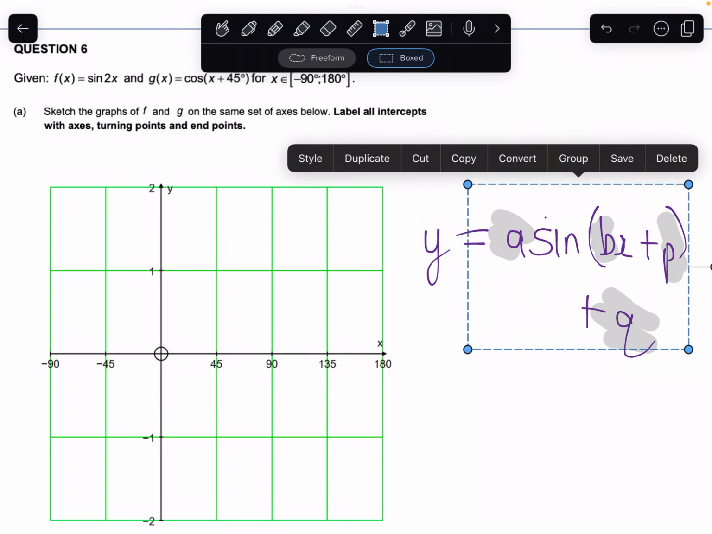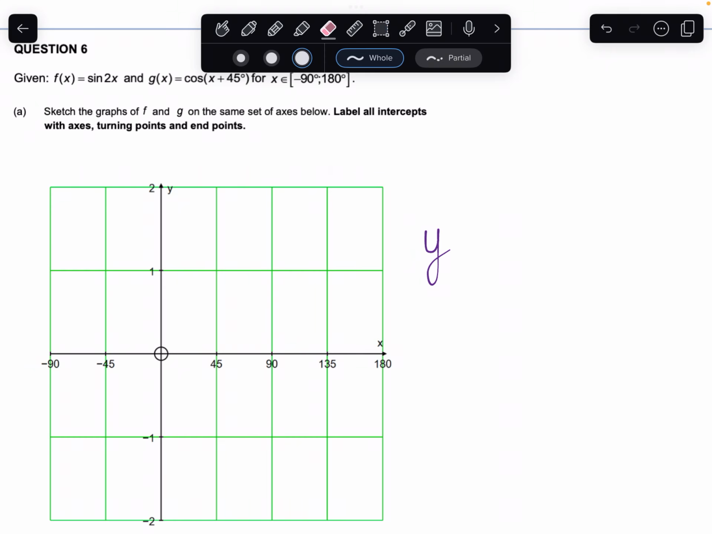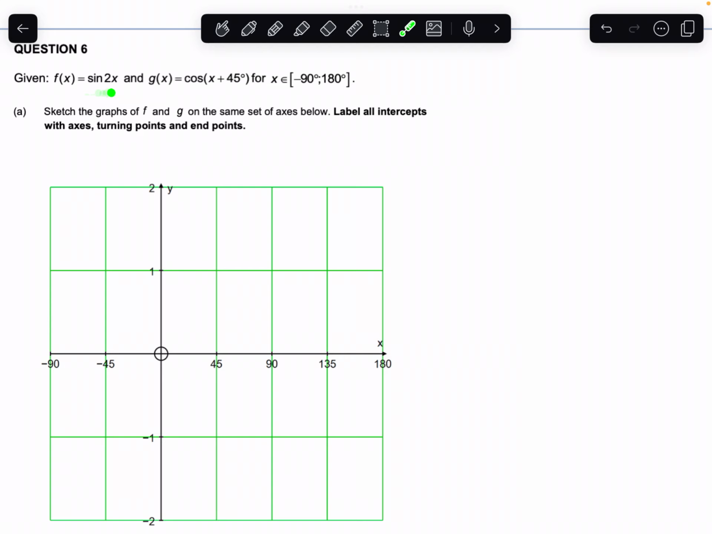And so if we look at the two functions that we've been given, the first one, sine 2x, is a sine graph that has been squished horizontally, right? So that's one that's going to be a quick squiggle, and it's a quick squiggle because of the 2. If it had been sine of a half x, then it would be a bit more stretched out. And then the second one, cos of x plus 45, has a horizontal shift to the left. So if your normal cos graph looks like that, then cos of x plus 45 will look something like that.